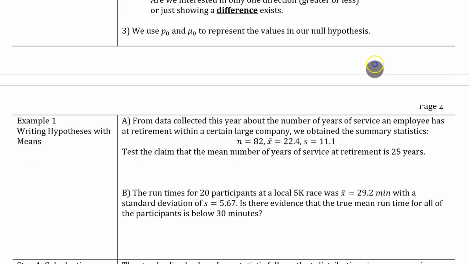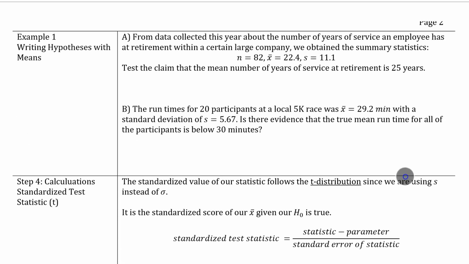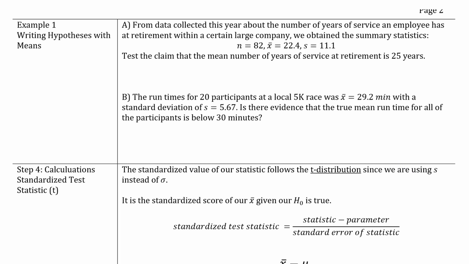So let's just jump straight into an example of writing these hypotheses. Here we have data collected this year about the number of years of service an employee has at retirement within a large company, and we obtained summary statistics. So these are statistics from our sample. Test the claim that the mean number of years of service at retirement is 25 years. So there's our claim right there. This is what we're trying to see. Is this true or is it not true?